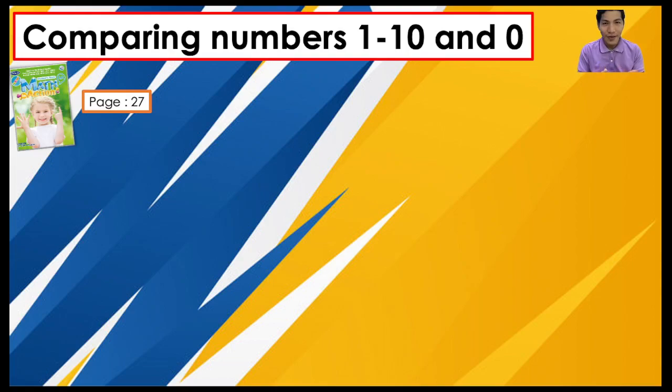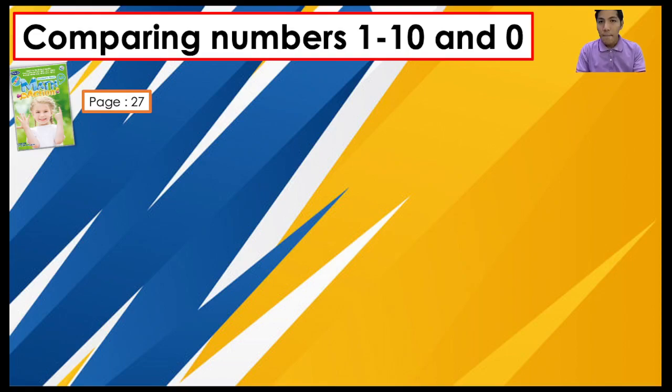Alright? So let's begin. Our topic for today is about comparing numbers 1 to 10 and 0. Comparing numbers 1 to 10 and 0. You can find it on page 27 of your mathematics book.